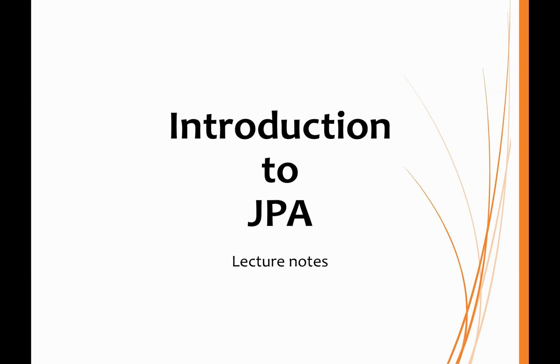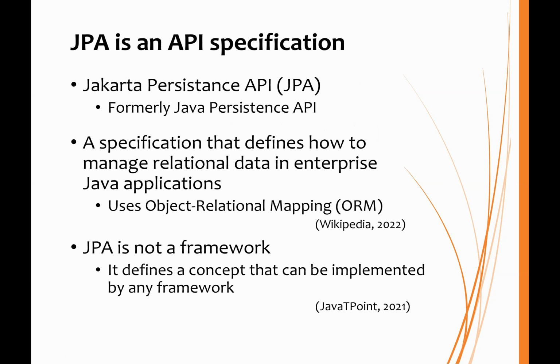In this video, we're going to introduce the JPA, which is an API specification. JPA means Jakarta Persistence API, and before that it was known as Java Persistence API. And it is a specification that defines how to manage relational data in enterprise Java applications, and it uses the object relational mapping design pattern. Now please remember that JPA is not a framework, it is merely a specification.